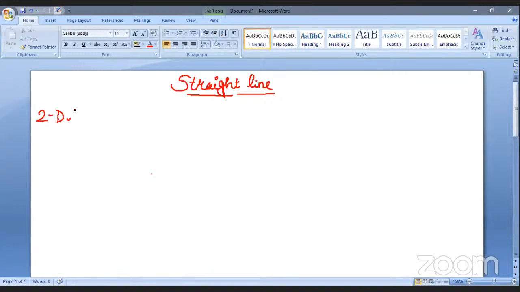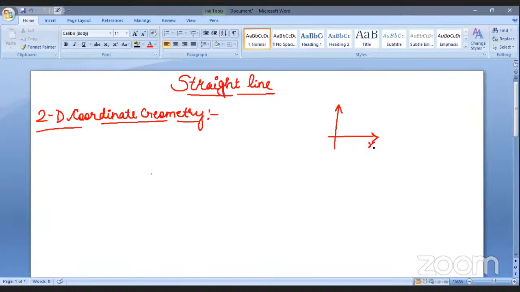So we have, first of all, 2D coordinate geometry. What do you mean by it? 2D coordinate geometry means two-dimensional coordinate geometry. Two-dimensional means we have two axes. We have the x-axis here, and we have the y-axis. Whatever we do in this particular topic will be considered in this plane. So we are just talking about this now.